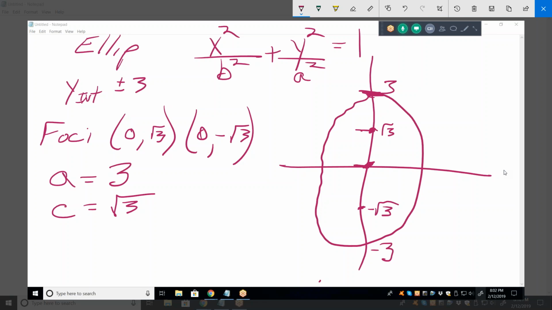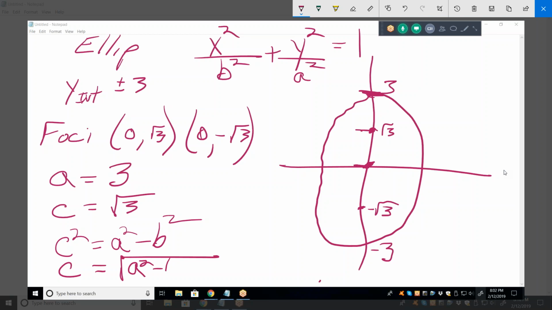The Pythagorean Theorem. It's not for ellipses. It is for hyperbolas. But for ellipses, it's C squared equals A squared minus B squared. Notice that difference. And one way you can always tell that you're dealing with an ellipse is notice that A has to be bigger than B. Otherwise, I'm going to be taking the square root of a negative number. So with ellipses, A is always bigger than B.